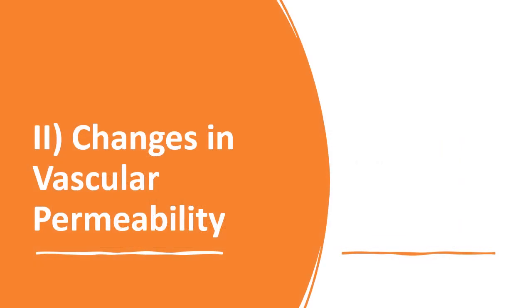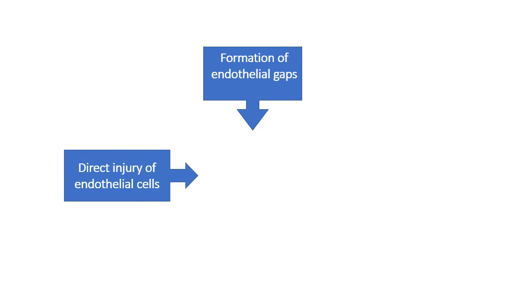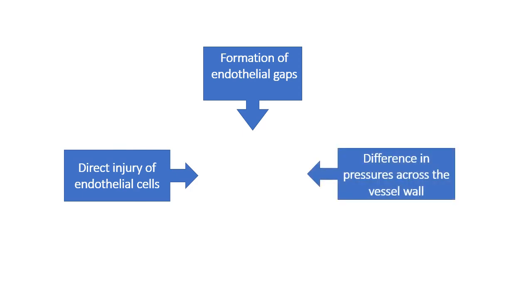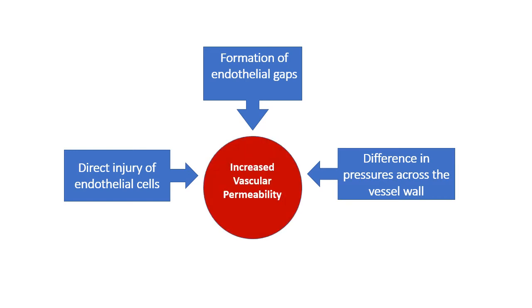Now, changes in the vascular permeability. Increased vascular permeability results from contraction of the endothelial cells to form what's known as endothelial gaps, also due to direct injury of the endothelial cells in severe inflammation, and also due to difference in pressures across the vessel wall. All these will lead to increased vascular permeability. Now let's go to more explanation about differences in pressures across the vessel wall in the next slide.